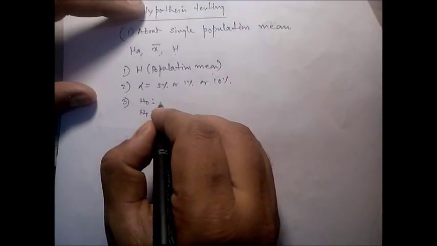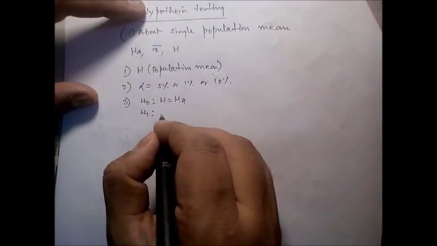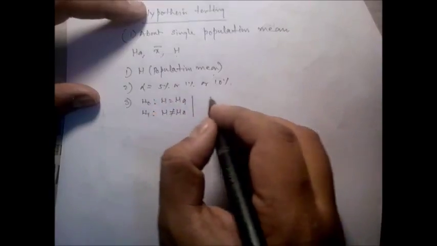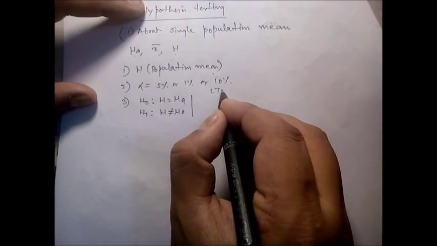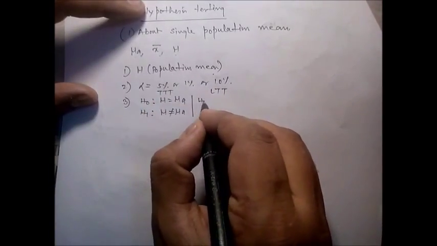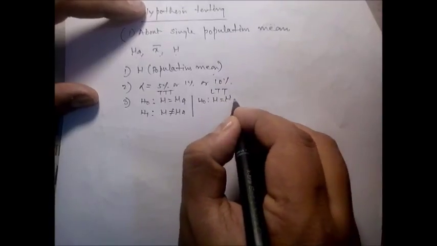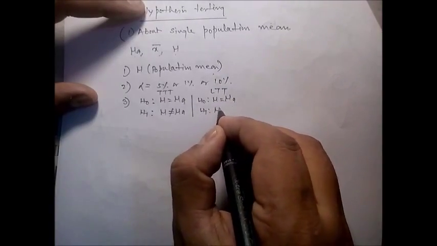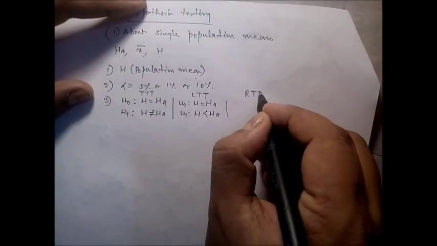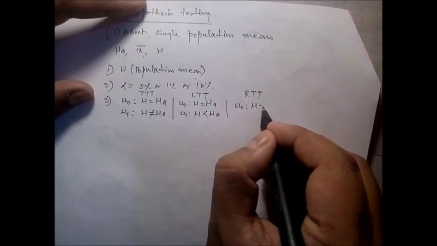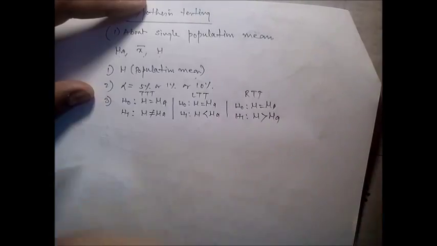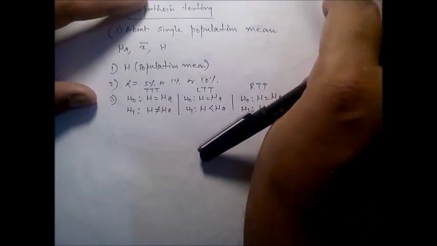For a two-tailed test, H0: mu is equal to mu A and H1: mu is not equal to mu A. For a left-tailed test, the null hypothesis is mu is equal to mu A and the alternative hypothesis is mu is less than mu A. For a right-tailed test, mu is equal to mu A and mu is greater than mu A.